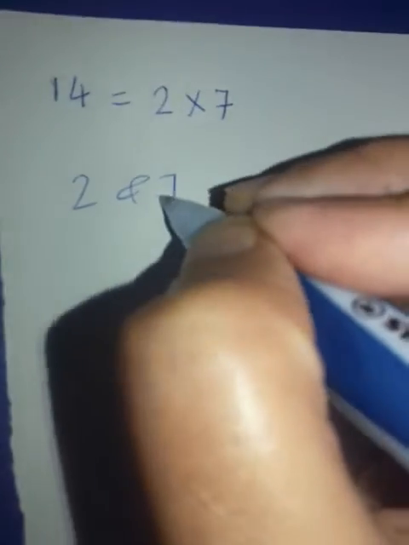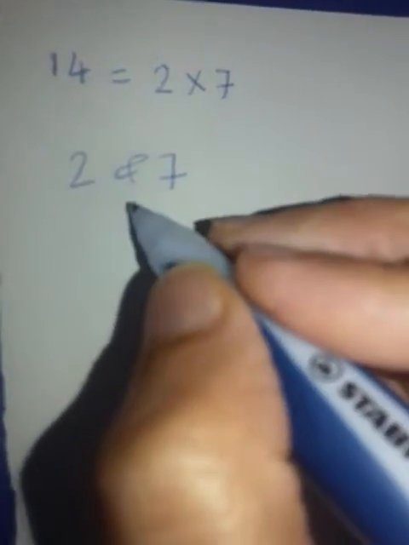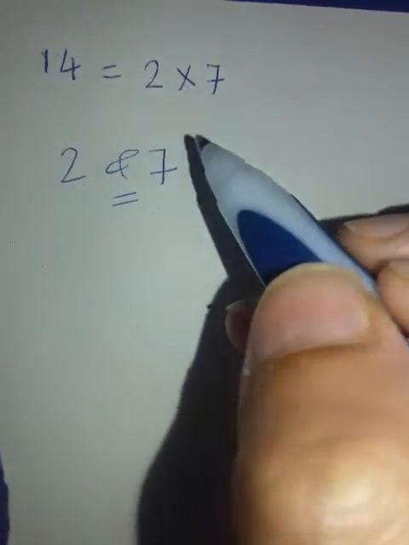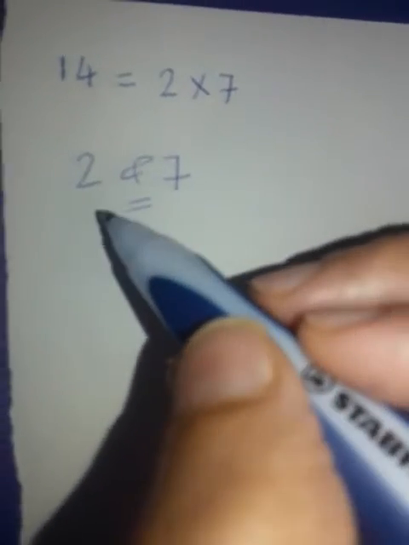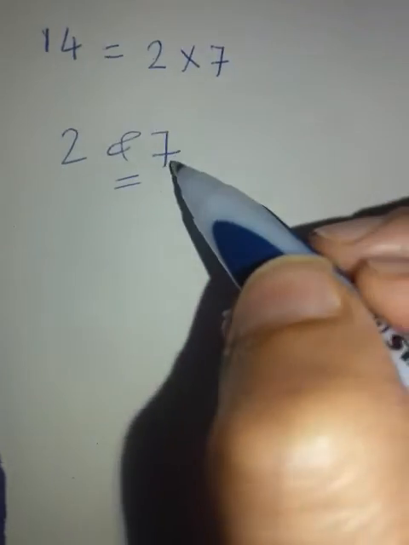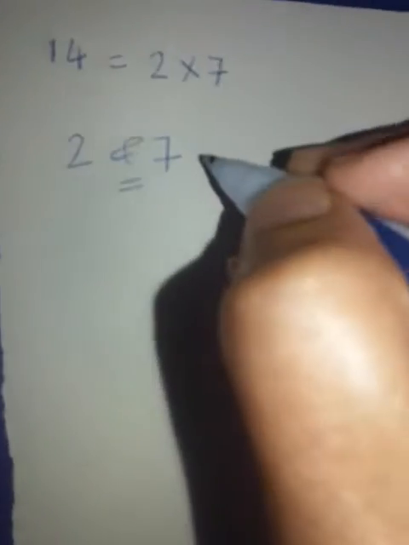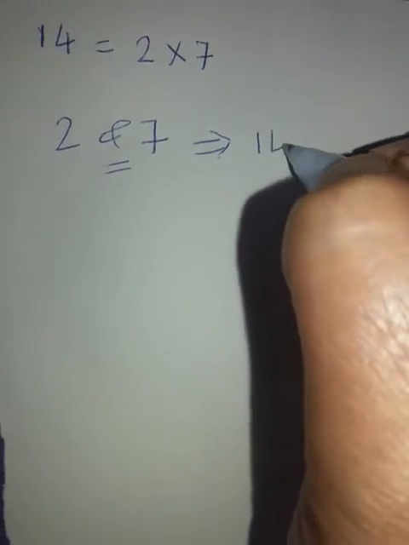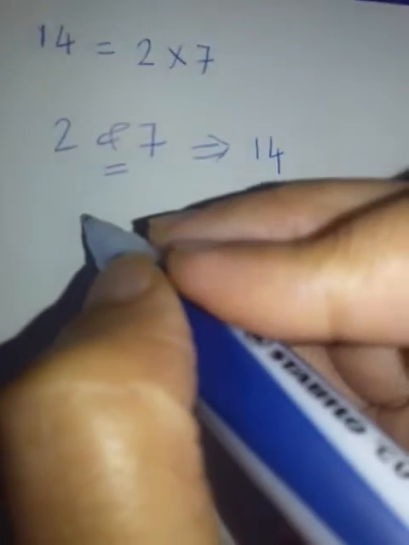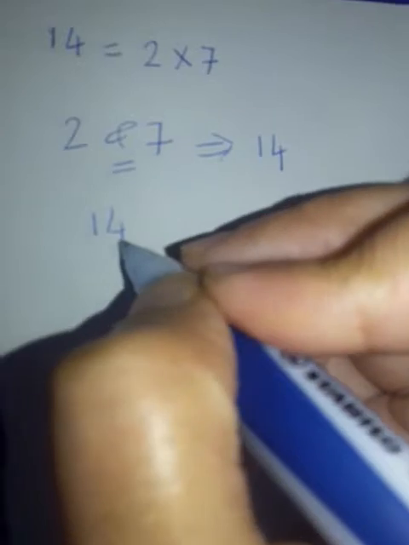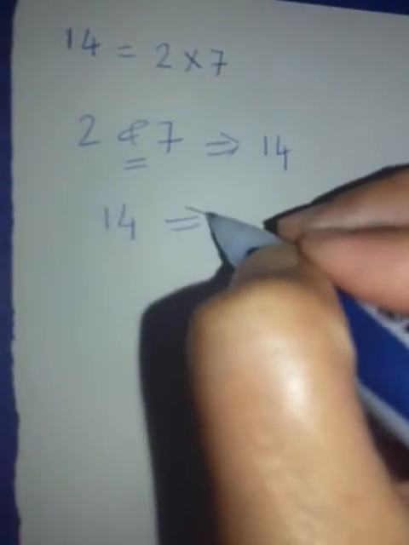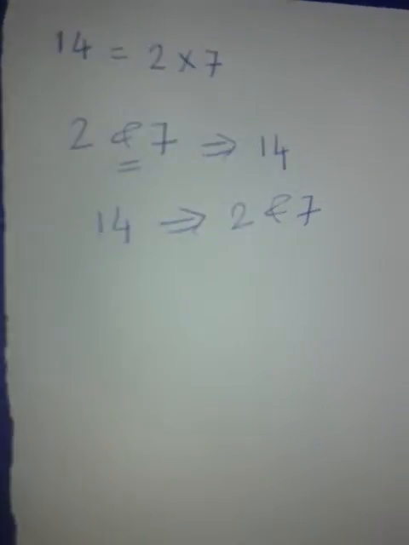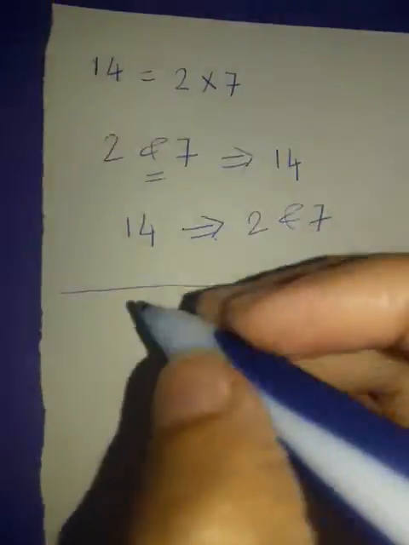2 and 7. If a number is divisible, this "and" is important. It should be divisible by 2 and 7. It is not 2 or 7. It should be divisible by 2 and 7. So if it is divisible by 2 and 7, it will guarantee that it is divisible by 14, and vice versa. If you know a number is divisible by 14, then it implies that it is divisible by 2 and 7.